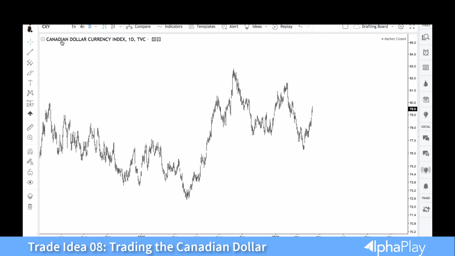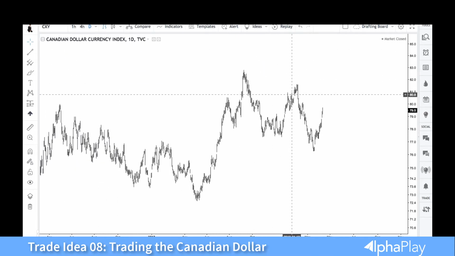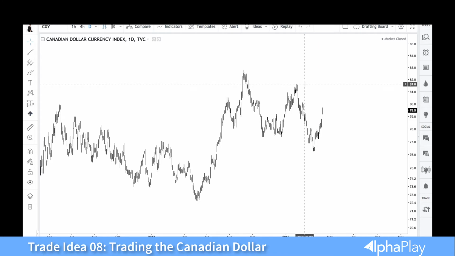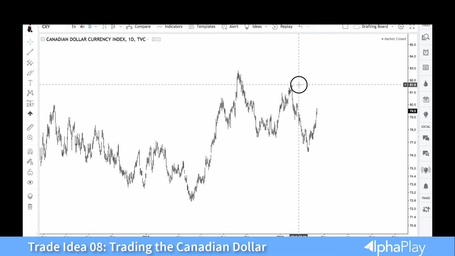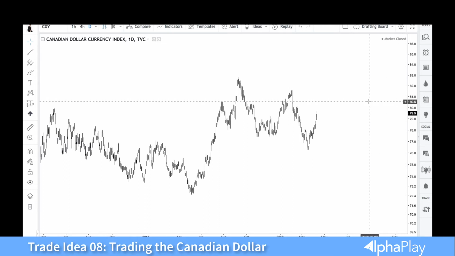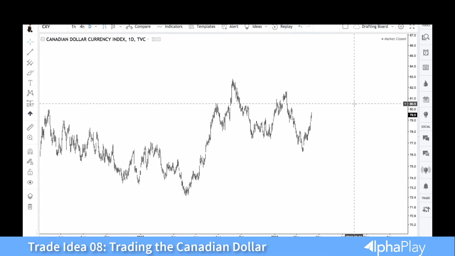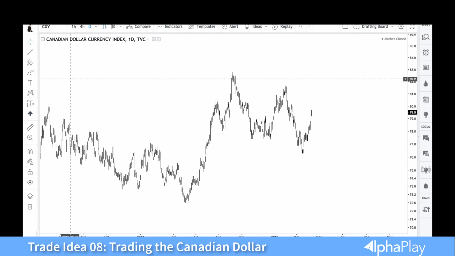So this chart over here is the Canadian dollar currency index, which is a basket of currencies along with the Canadian dollar. So instead of looking at various currency pairs, usually what we do is we just look at the currency index to give us a better picture as to where the currency is likely to head going forward. This is on the daily chart.